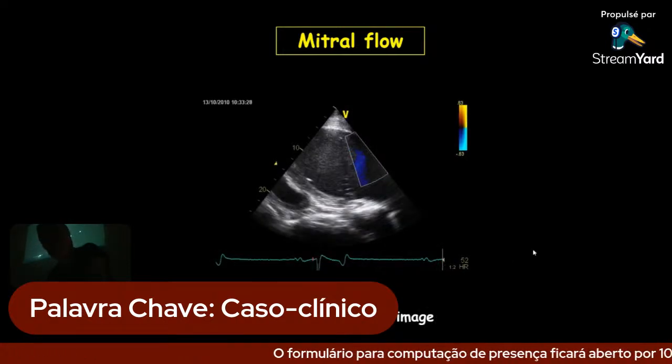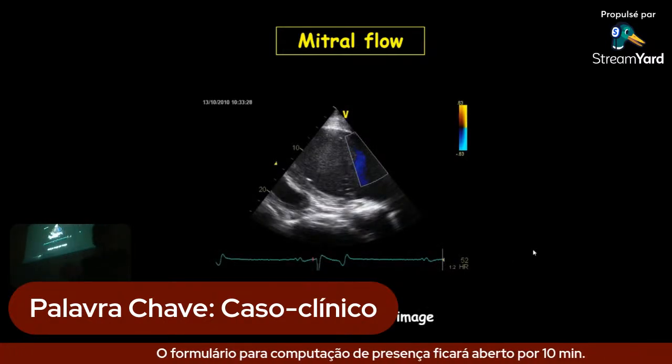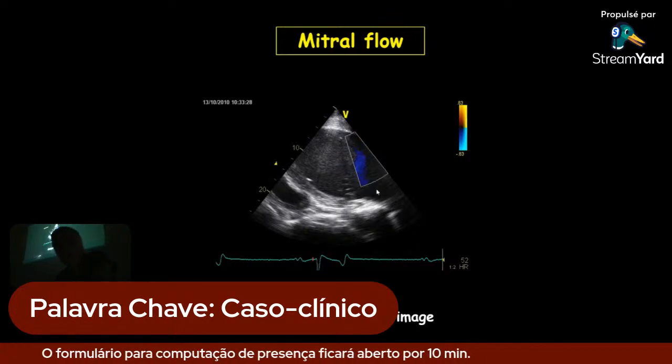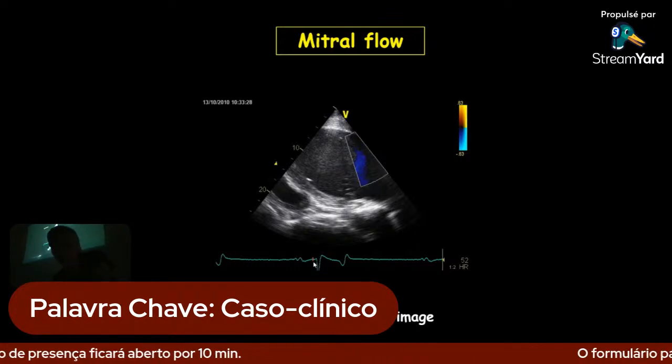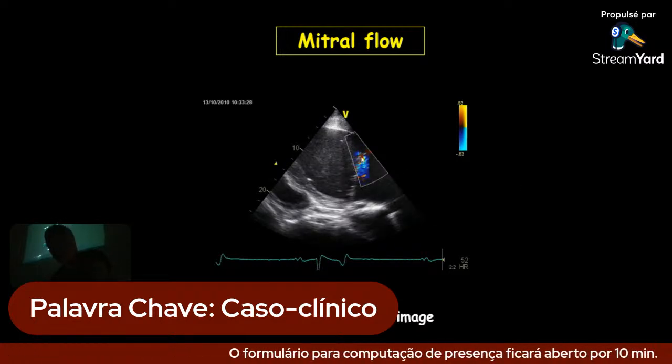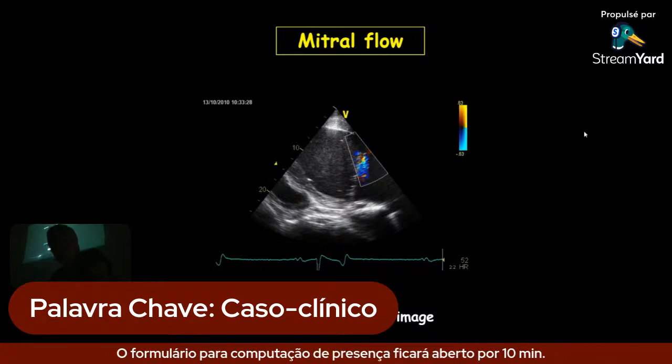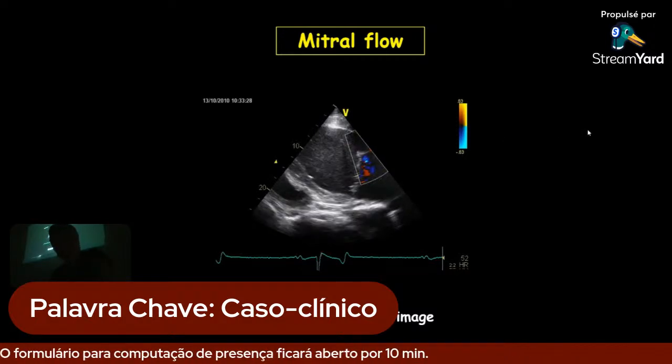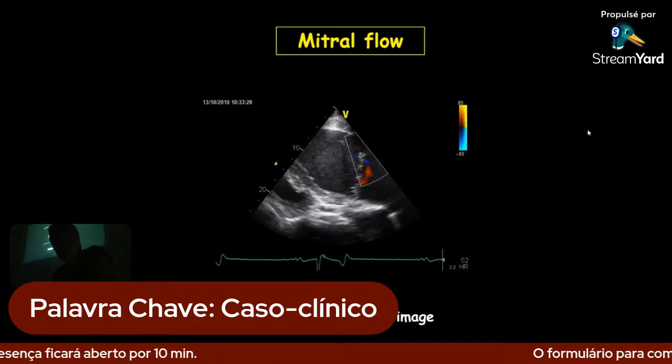I will show that image by image, okay? This is where we are, beginning of the systole. We are before the QRS on the ECG, okay? We progress a little bit, okay? And the QRS is there. Nothing at this point, nothing at the beginning of the systole, nothing.